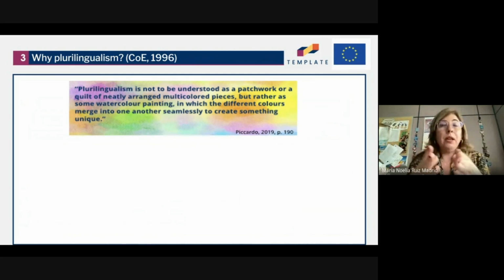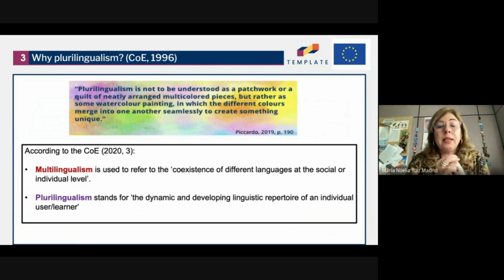So that's plurilingualism, that's a whole construct. It's a unique competence. It's a competence that we construct when we are in contact with different languages. And it's very important to distinguish between multilingualism and plurilingualism. We sometimes see these terms as synonyms, or we use them as synonyms, but they are not.